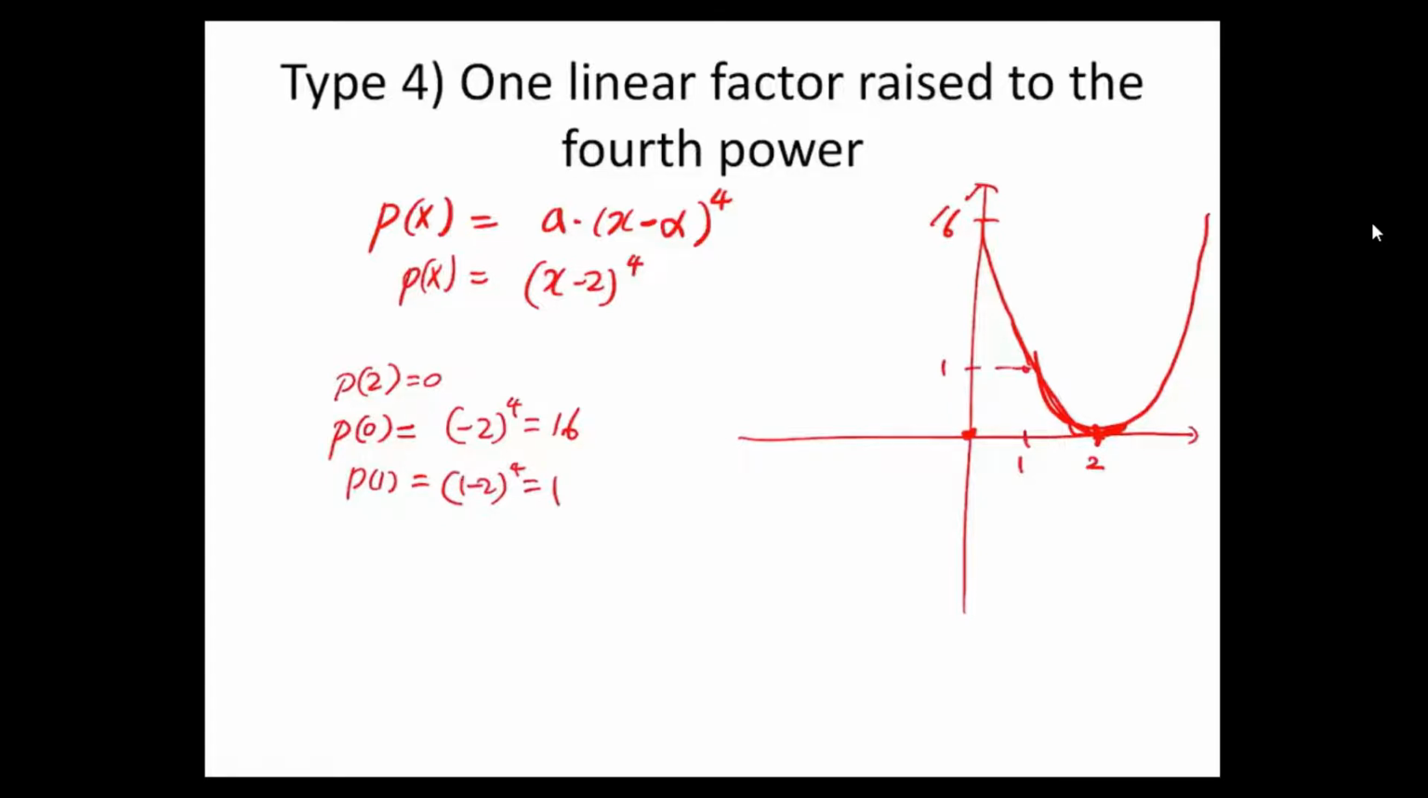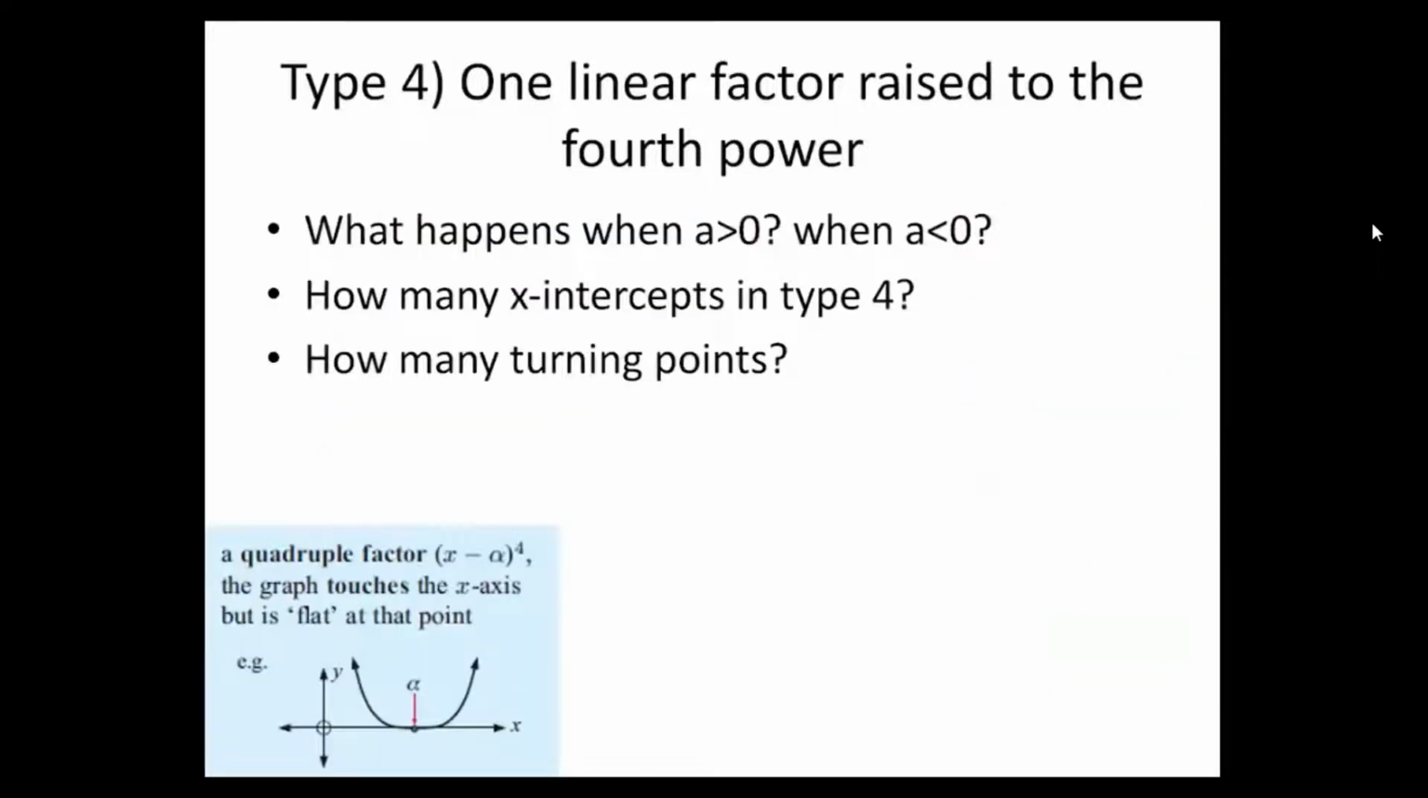Right? So you are going to have a graph that kind of looks like a quadratic, but it's actually quartic. As you can see, when you have ax^4, the graph touches the x-axis, but very flat, right? But it doesn't cut through it. So what happens when a is greater than 0?